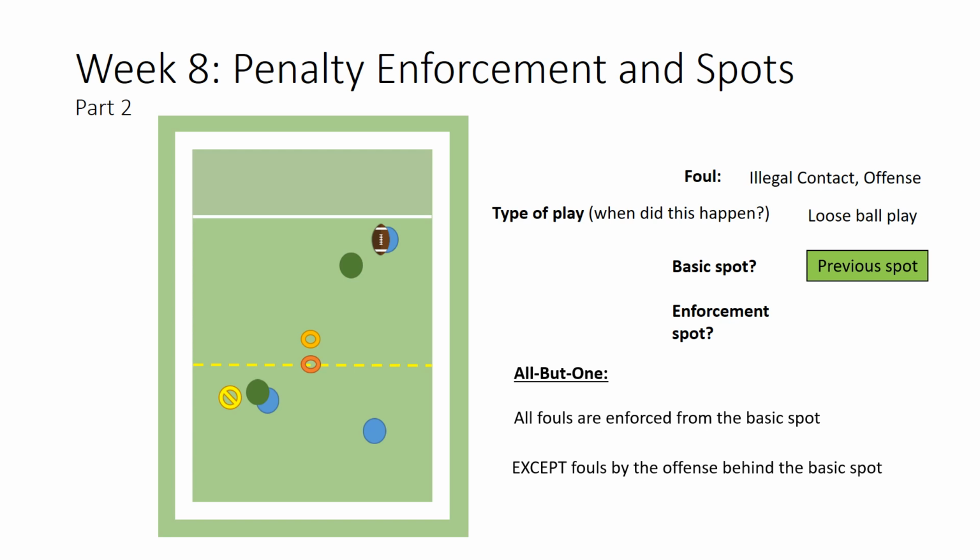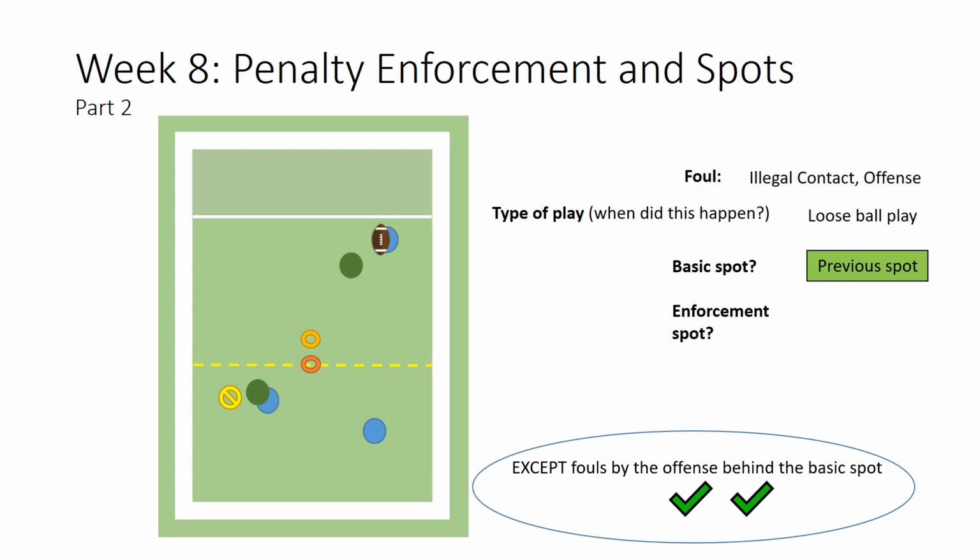So let's go to our all but one principle to determine if we're going to use that or not. This foul is by the offense, and it is behind the basic spot. Our previous spot right here is the line of scrimmage, which is the dotted line, and our foul occurs behind it. Therefore, we're going to use this exception, and our enforcement spot is going to be the spot of the foul.